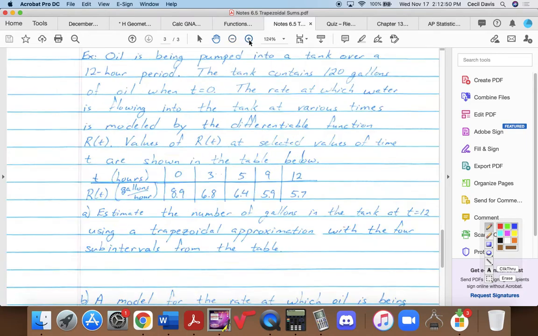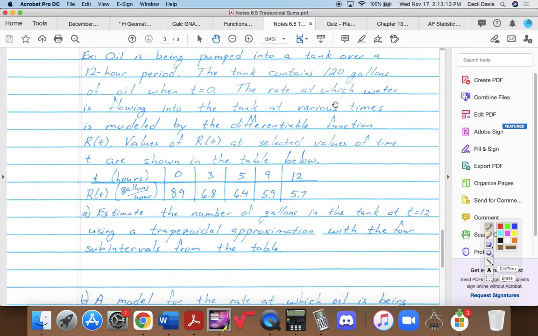And yeah, in the end, I'm just going to leave it. It's fine. So oil is being pumped into a tank over a 12-hour period. The tank contains 120 gallons of oil when t is equal to 0. That's an important sentence. Students tend to blow right by that. It's going to be important to what we do.